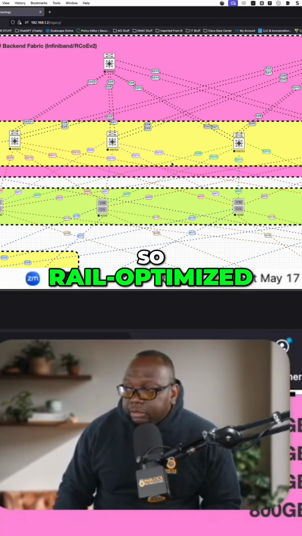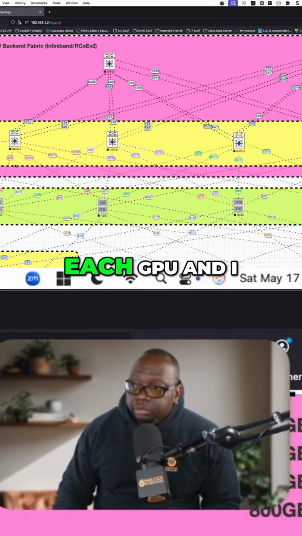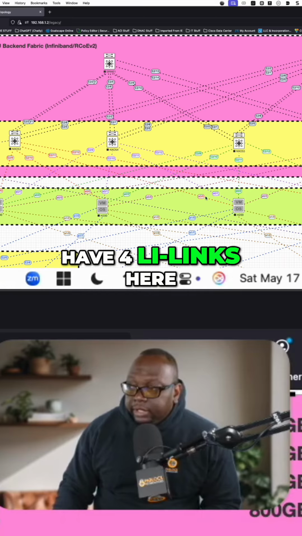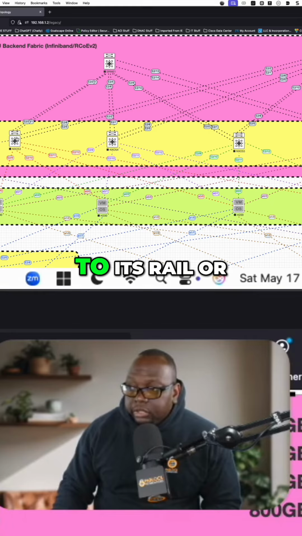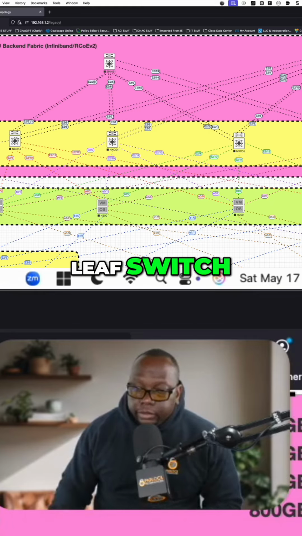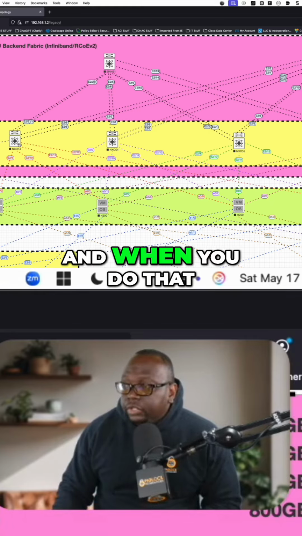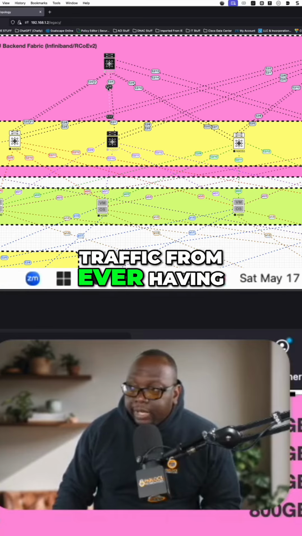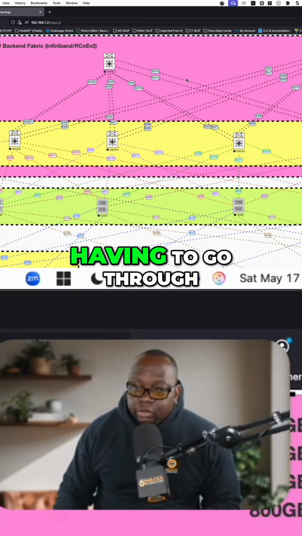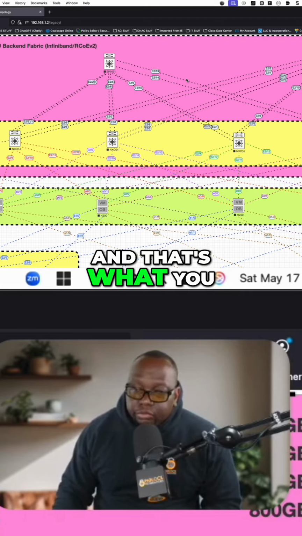So rail optimized, basically each GPU, and I have four links here, right? So each GPU in each box is connected to its rail or leaf switch, right? And when you do that, you reduce the traffic having to go through the spines, right? And that's what you really want to do.